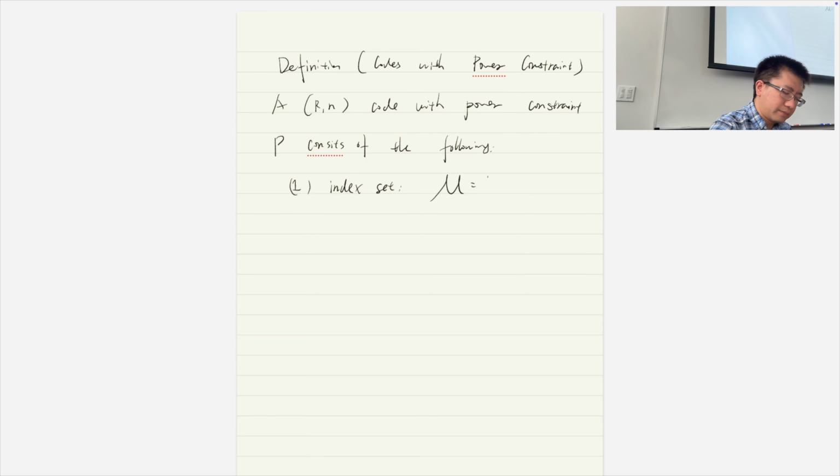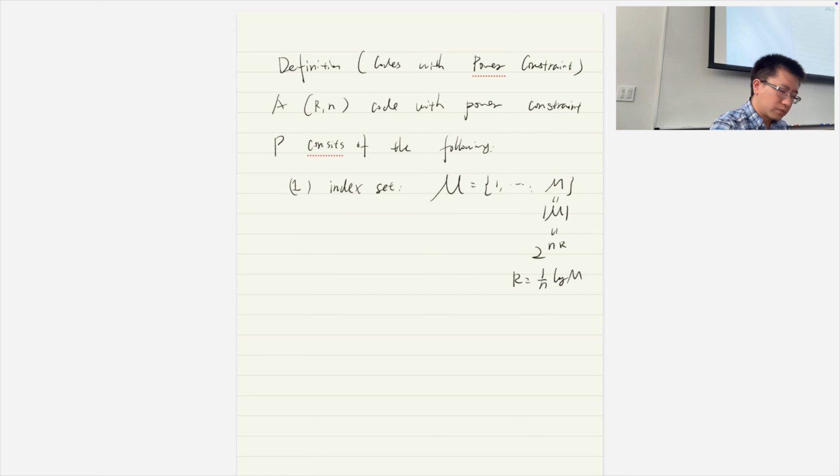So that's capital M. So this is pretty much exactly the same as before. We index from 1 to capital M, right? And this capital M is the cardinality of the message set, and that equals 2 to the power nR, which means that R equals 1 over n log M. Okay, so that's the same as before.